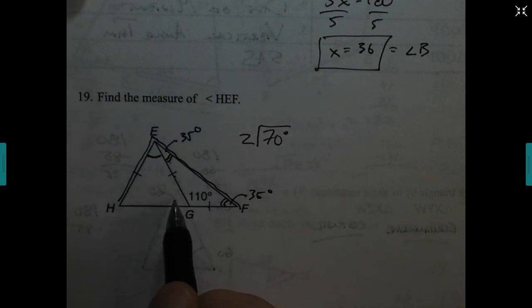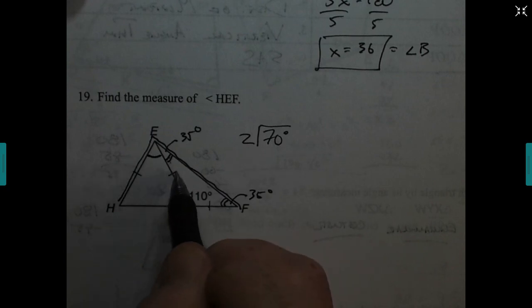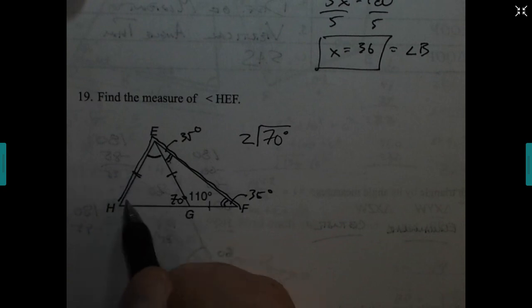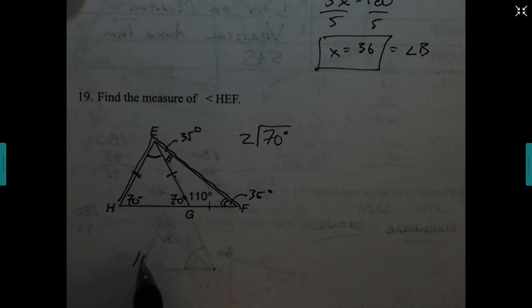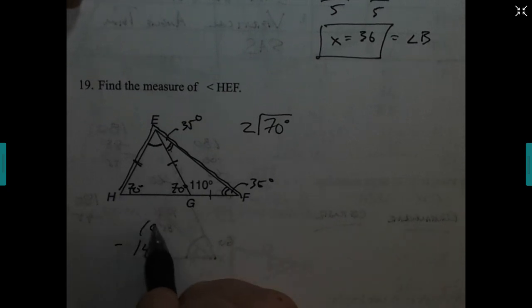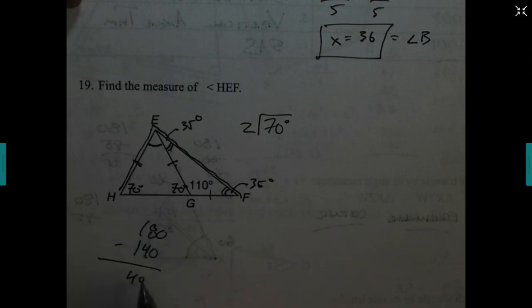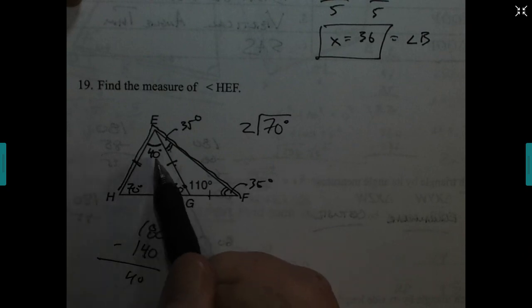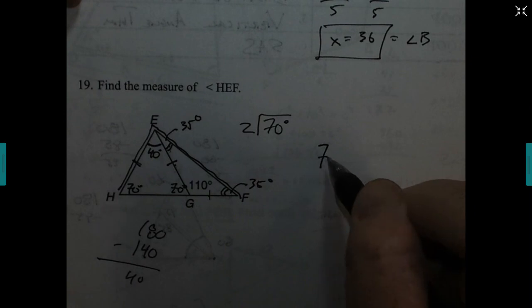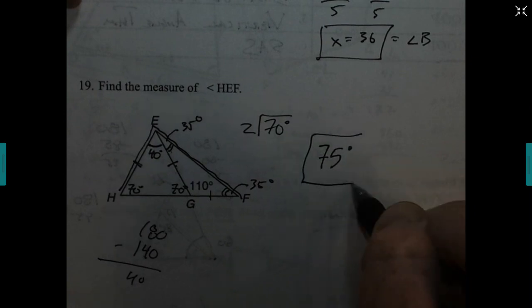Again, I got a linear pair. We've been using this all year. If that's 110 degrees, then this has to be 70 degrees. It's isosceles, so the 2 angles down here have to be the same. 70 and 70 makes 140. If I take 140 from 180, I know I'm down to 40 degrees for this angle up at the top. Now, my answer is not 40, and it's not 35. I got to put them together. My answer is 40 plus 35, which is 75. There's my answer.